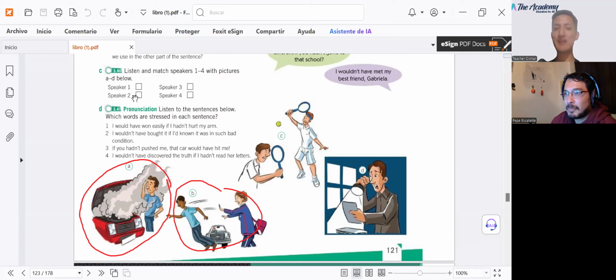We're going to listen now and we are going to identify which speaker is referring to each picture: A, B, C, or D. We're going to listen for speakers and we're going to identify that. So, here we go. Okay, so here we go. Let's listen now. Pay attention.